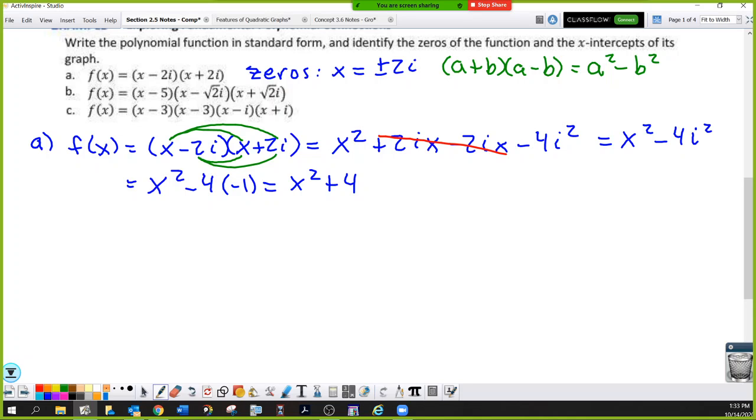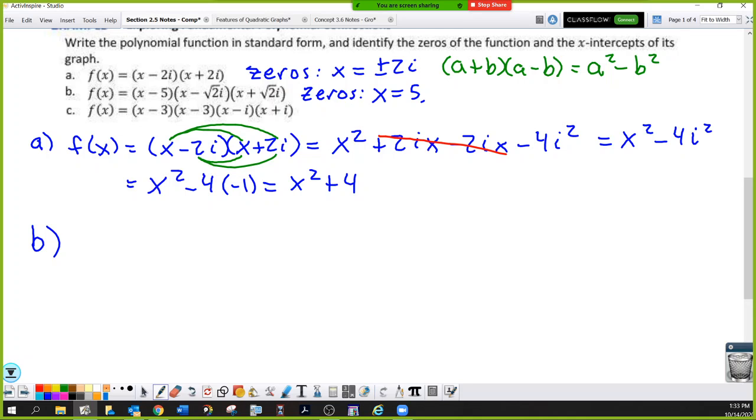Part B. Part B is stepping it up a little bit. 3 zeros this time. And those zeros are what makes the inside of those parentheses equal 0. So I got an x equals positive 5, which is a real number. And then I have positive and negative root 2 i.